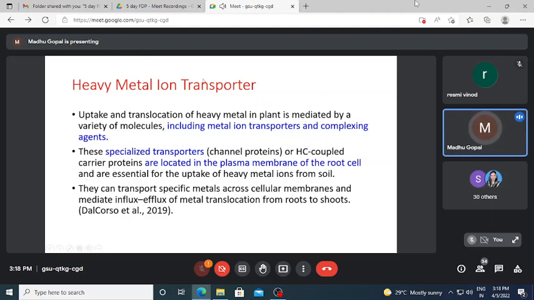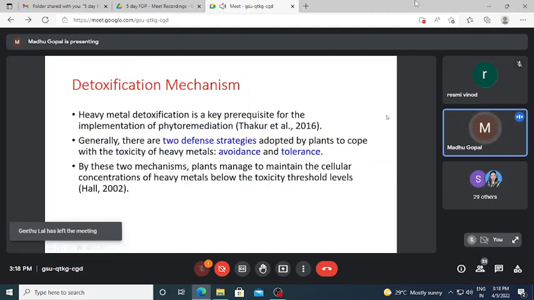So this is more about the heavy metal ion transporters, the specialized transporters. Then, as in the case of organic substances, heavy metal detoxification is a key prerequisite for the implementation of phytoremediation. And plants have two defense strategies to cope with the toxicity of heavy metals. One is called avoidance, which is a defensive strategy, and the other one is called tolerance. By these two mechanisms, avoidance and tolerance, plants manage to maintain the cellular concentration of heavy metals below the toxicity threshold. If it goes beyond a particular level, these heavy metals will become toxic.